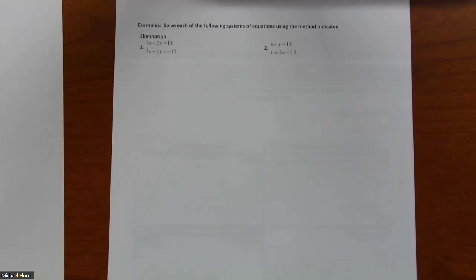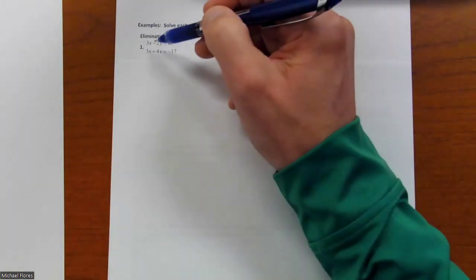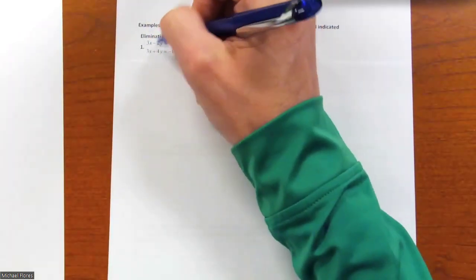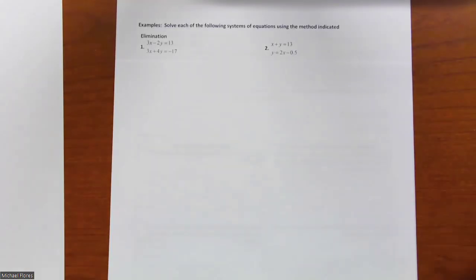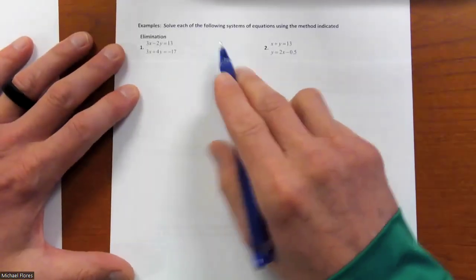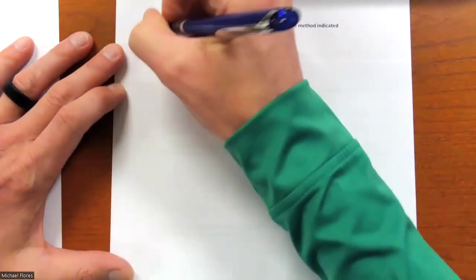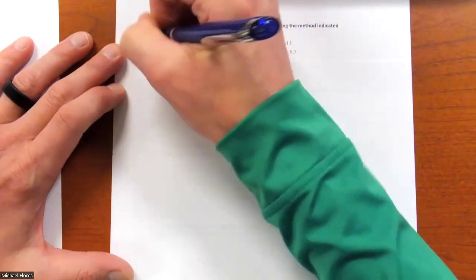For example 1, they want us to use elimination here. We need to eliminate either the x's or the y's. Doesn't matter which one. We just need them to be the same number yet opposite signs. One positive, one negative. Look at the x's. They're both 3. We just need one of them to be negative. So how about we multiply the top equation by negative 1. I'm going to multiply everything up here by negative 1.